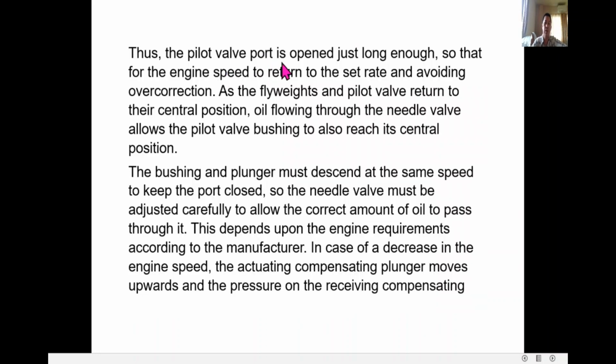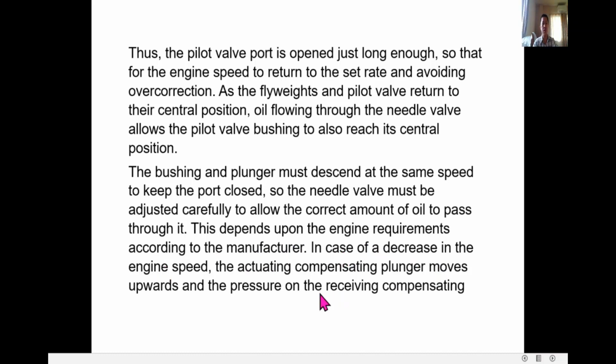The valve port is open just long enough for the engine speed to return to the set rate, avoiding overcorrection. As the flyweights and the pilot valve return to their central position, oil flowing to the needle valve allows the pilot valve bushing to also reach its central position. So the bushing and plunger must descend at the same speed and keep the port closed. The needle valves must be adjusted carefully to allow the correct amount of oil to pass through. This depends upon the engine requirements according to the manufacturer.